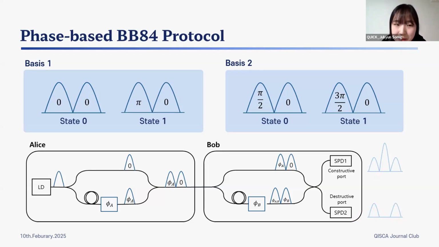Other than that, it's basically the same as polarization-based BB84. The main difference is that the bit values are determined by phase difference instead of the polarization states, but the process of publicly revealing bases and calculating the error rates remains exactly the same.